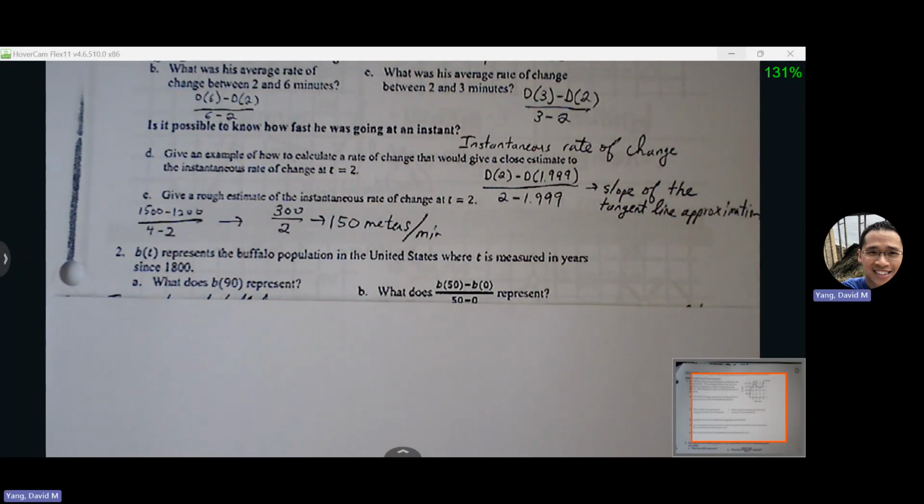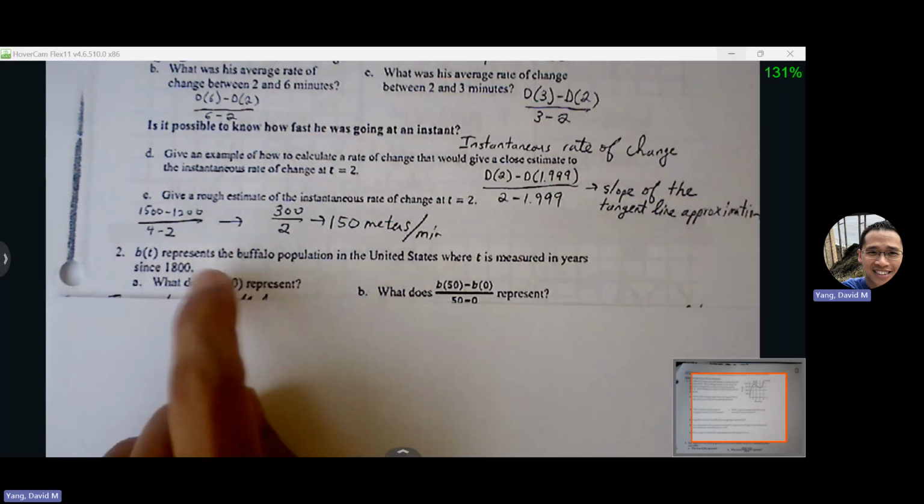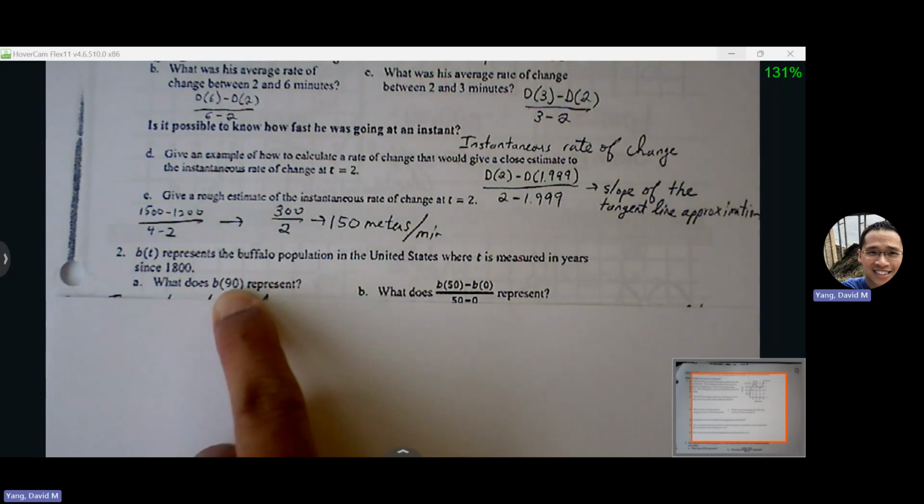Number 2, we're not going to do the entire page because the bottom of the page is just basically repeating what we've kind of gone through. But on number 2, it is important that we can interpret what the problem is asking or what the notations mean. So B of T represents the buffalo population in the US, where T is measured in years since 1800. So what does B of 90 represent?